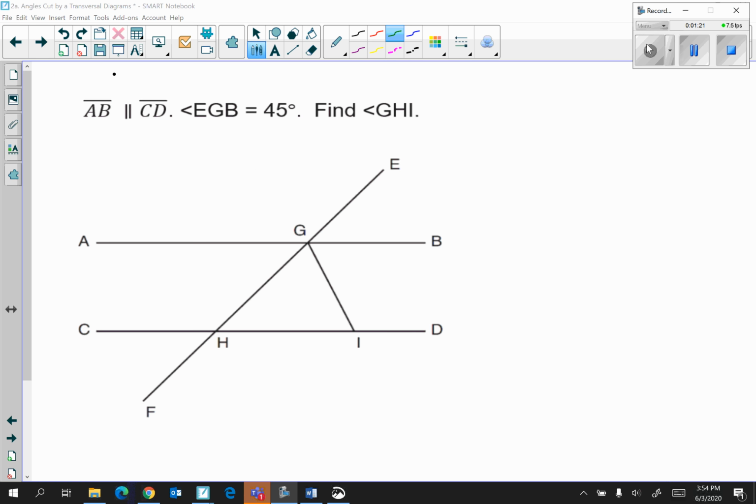Let's look at the first example. AB is parallel to CD. And angle EGB is 45. So let's automatically mark that. And I'm marking these with the parallel line symbols. Now, notice I have a transversal going through my parallel lines. So I'm going to mark my AB pattern.